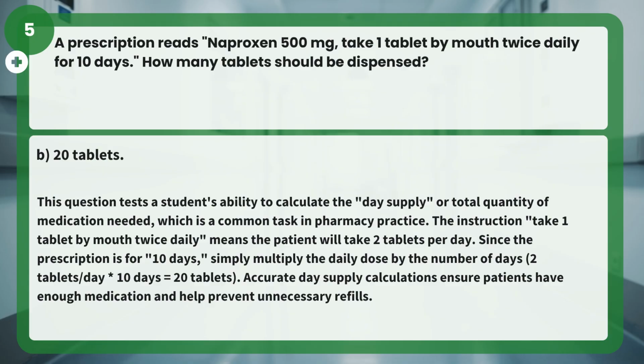Answer B. 20 tablets. This question tests a student's ability to calculate the day supply or total quantity of medication needed, which is a common task in pharmacy practice. The instruction, take 1 tablet by mouth twice daily, means the patient will take 2 tablets per day. Since the prescription is for 10 days, simply multiply the daily dose by the number of days. 2 tablets/day times 10 days equals 20 tablets. Accurate day supply calculations ensure patients have enough medication and help prevent unnecessary refills.